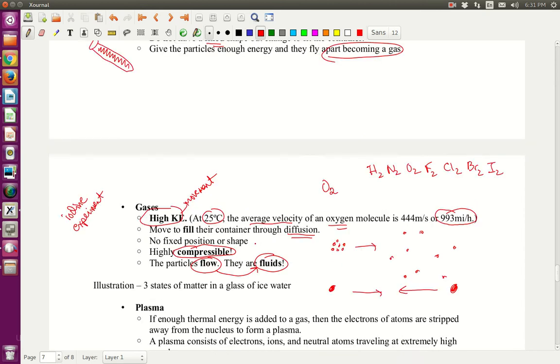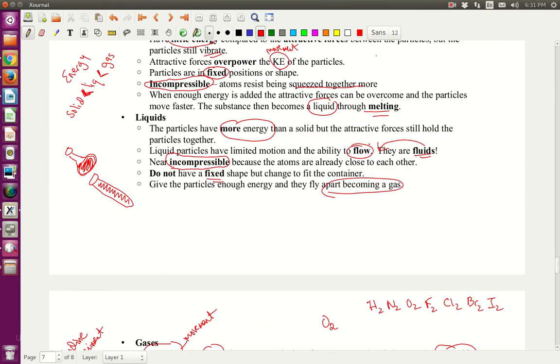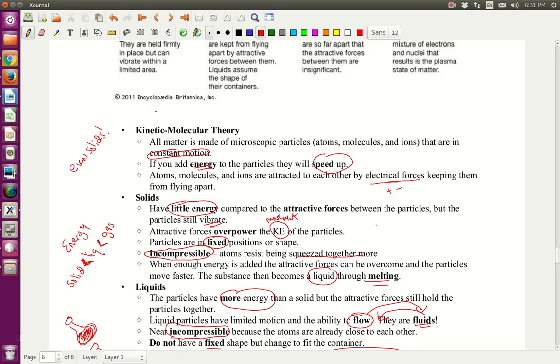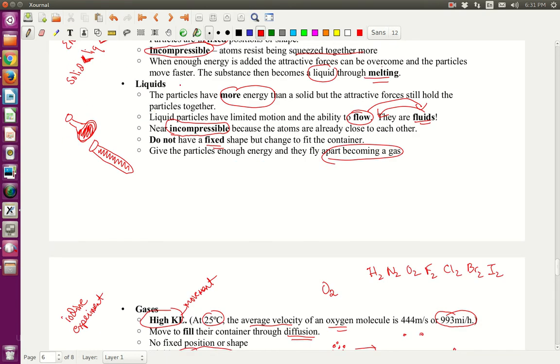What else flows because it's a fluid? Liquids flow, so it's a fluid. So gases and liquids are fluids, but what's not a fluid? A solid. Solids are not fluids. They can't flow. They just plop. They fall down.